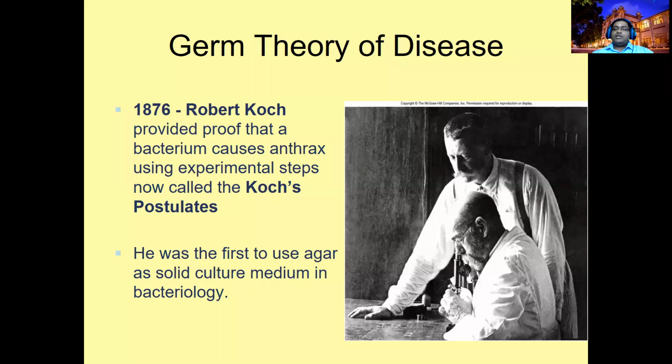The first microorganism they observed was called anthrax. Anthrax is a virus, sorry, a bacterium that causes diseases in animals, and it can cause disease in humans as well. In 1876, Robert Koch proved that anthrax is a disease caused by bacteria.